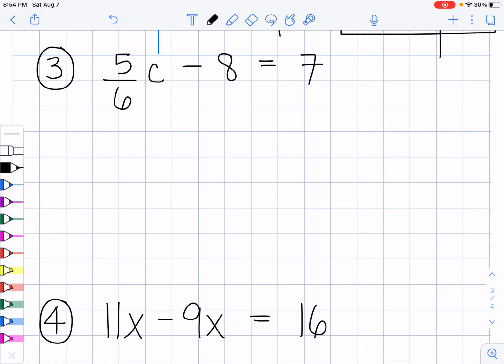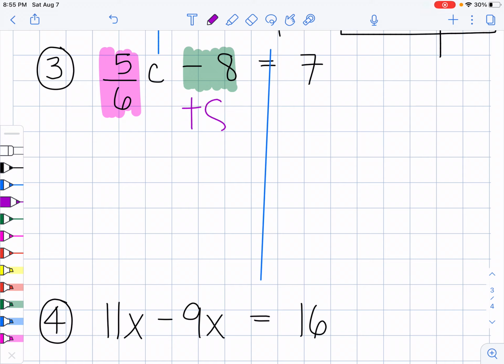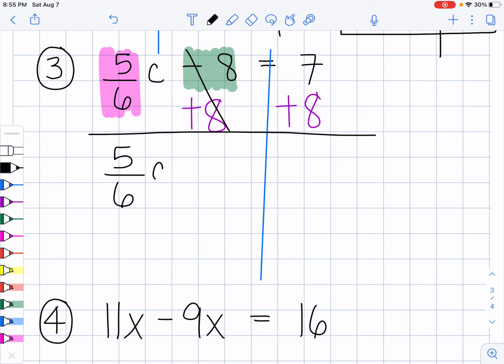Okay, next. I'm going to put a line down my equation so I remember to do everything to both sides. So I have two things I have to move. Here I have a 5/6 and here I have a -8. We want to move anything that's added or subtracted to my variable first. So what's added or subtracted to my variable? The -8. That's what I'm going to move first. What undoes -8 or subtracting 8? Adding 8. So I'm going to add 8 to both sides. This cancels out, so I end up with 5/6 c is equal to 15.